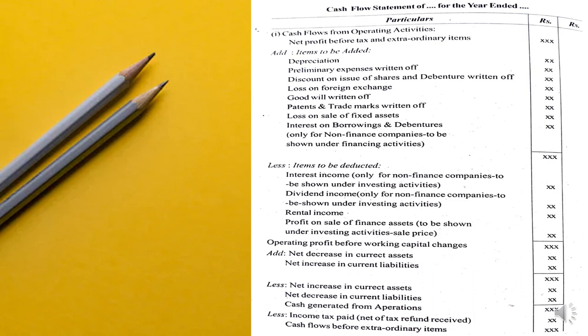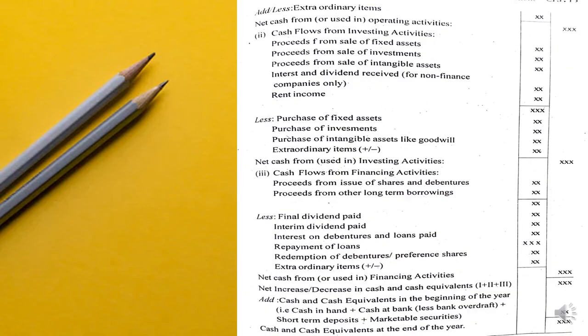With that you have to deduct net increase in current assets and net decrease in current liabilities to obtain the cash generated from operations. And at last you should deduct income tax paid, that is net of tax refund received. And again, continuing with the next slide, less or add extraordinary items. If you have any extraordinary items which have to be added or deducted, it should be done here. And after that you will be having net cash from operating activities.